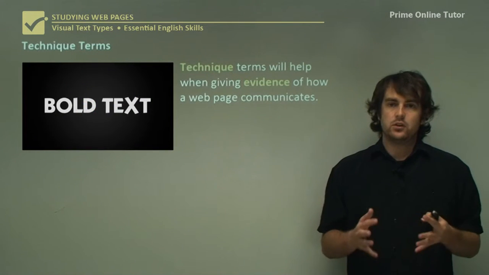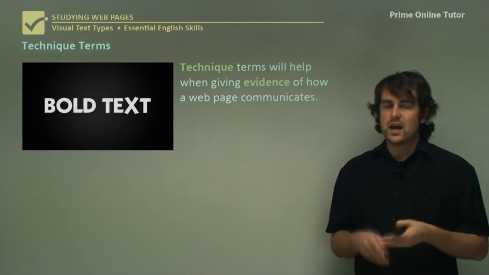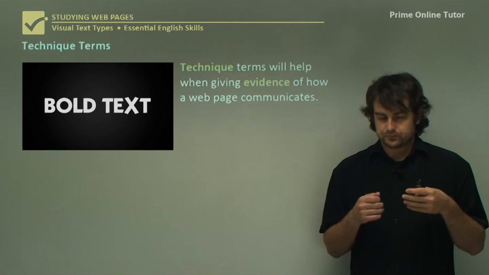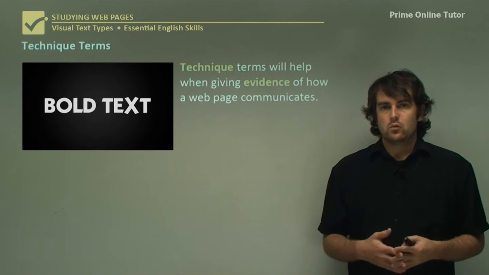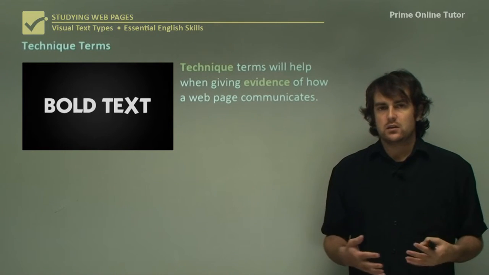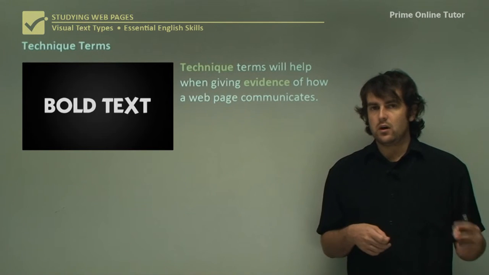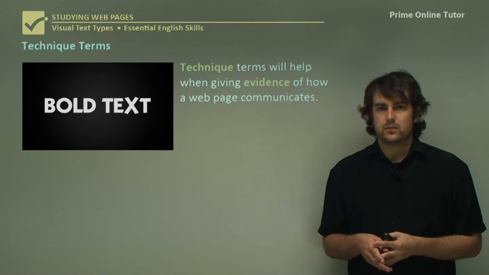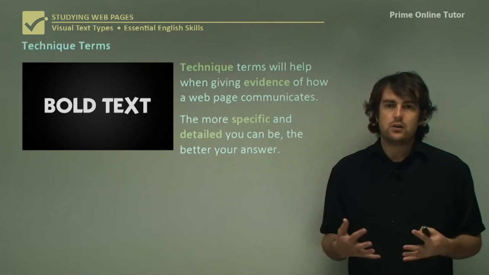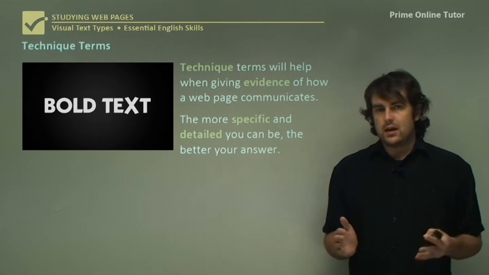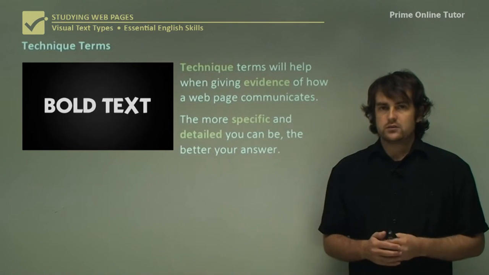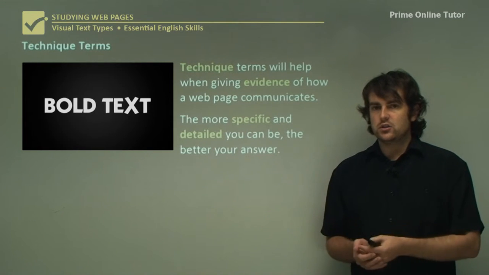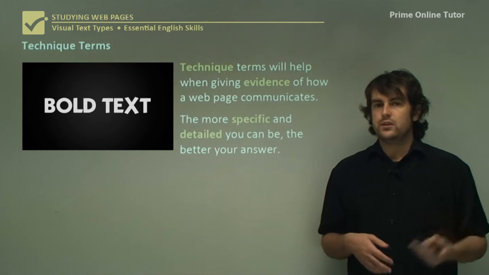All right. So let's have a look at techniques. Now, techniques is basically how you'll help to give evidence about how a website communicates. All right, so the terms you use will be very, very specific to saying, okay, this is what a website's actually doing, and this is how it's communicating with someone. So the more specific and the more detailed you can be, obviously, the better your answer is going to be. All right, so having a look at the techniques that the website uses, you can actually help to provide some more depth to your answer.